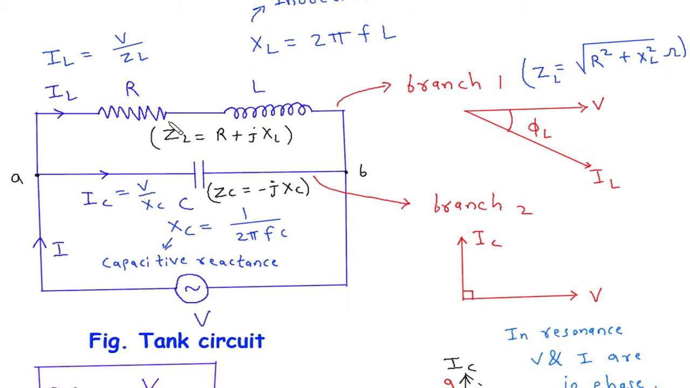This is the parallel circuit and this type of circuit is called a tank circuit. IL is the current flowing through this branch R and L, and IC is the current flowing through this capacitor. IL is equal to V by ZL, where ZL is equal to under root of R square plus XL square, and IC is equal to V by XC.